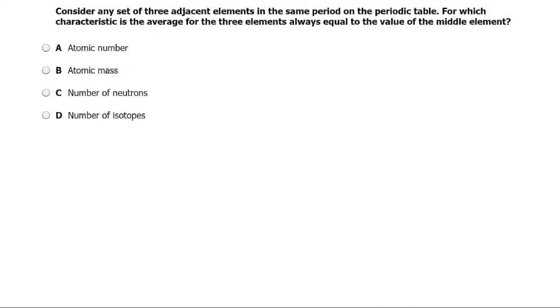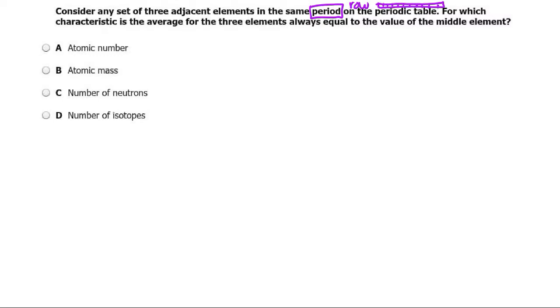Consider any set of three adjacent elements in the same period on the periodic table. For which characteristic is the average for the three elements always equal to the value of the middle element? So this is one of those ones you have to really know what you're talking about. It says same period, so we know that period is the row.